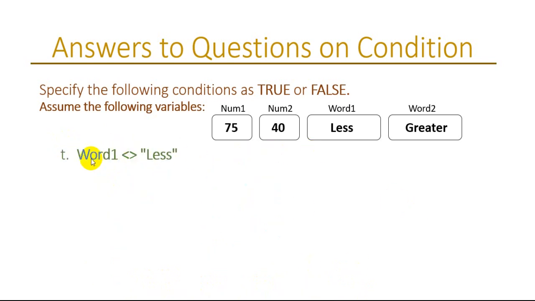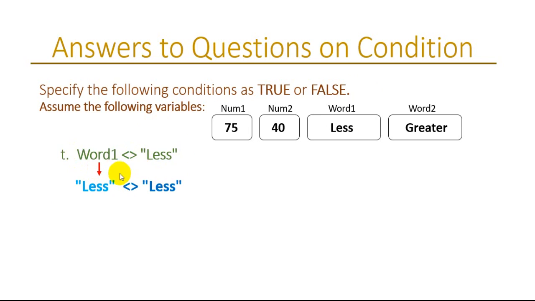Next one, word1 not equal to "less". "Less" is an alphanumeric constant. Word1 is a variable because there is no double quotes for this. So word1 we have to take from this. Here we are actually referring to this variable. So this variable also contains the word less. So we'll replace word1 with the word less. So less, and then we have not equal to less.